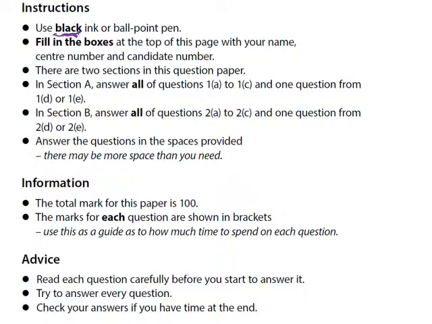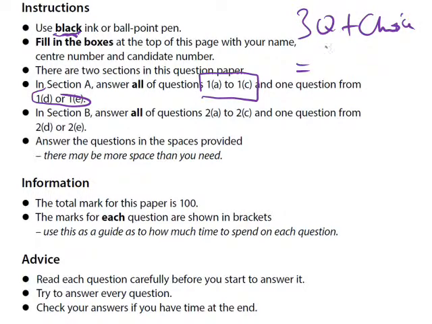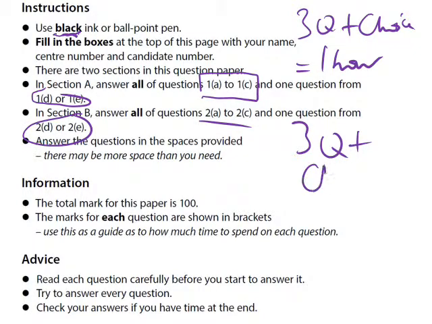2 sections. Section A, answer questions 1A to 1C, so these are compulsory questions based on the case study, and then a choice question. So you've got 3 questions plus a choice in section 1. That's half the paper, so that's 1 hour. And then again in section 2, another case study, 3 questions, and then again a choice. So the 2 halves of the paper structurally are exactly the same.